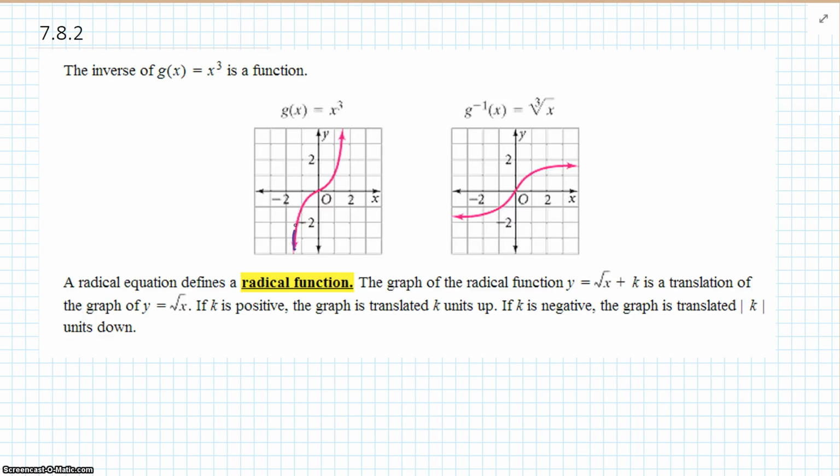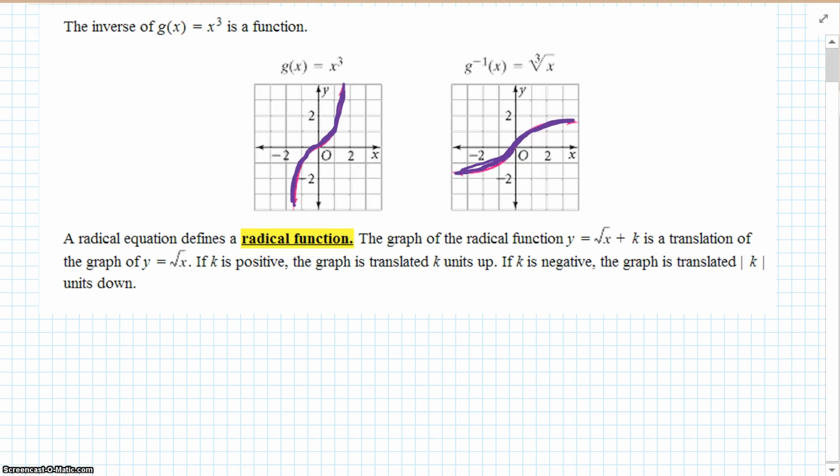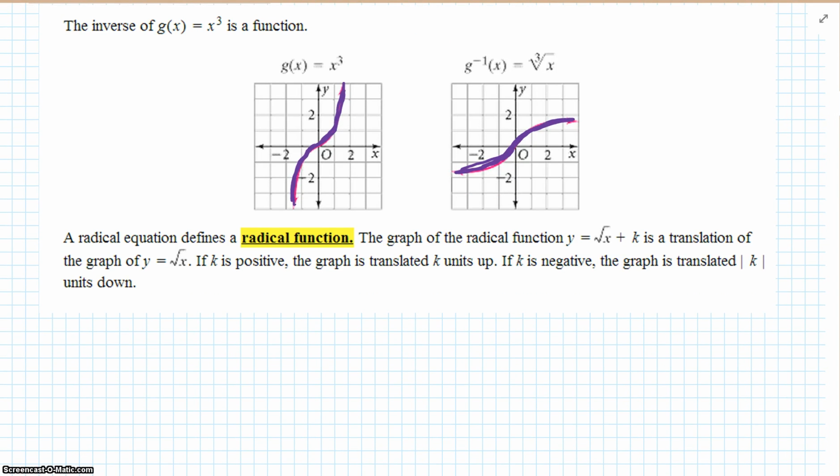Let's look at it. When you plot x cubed, you're going to get a little S-shaped curve. So none of the points cross through the vertical line. Its inverse is also a function. A radical equation defines a radical function.